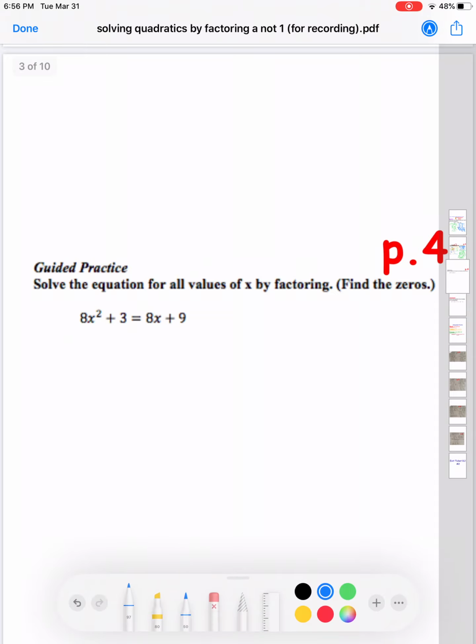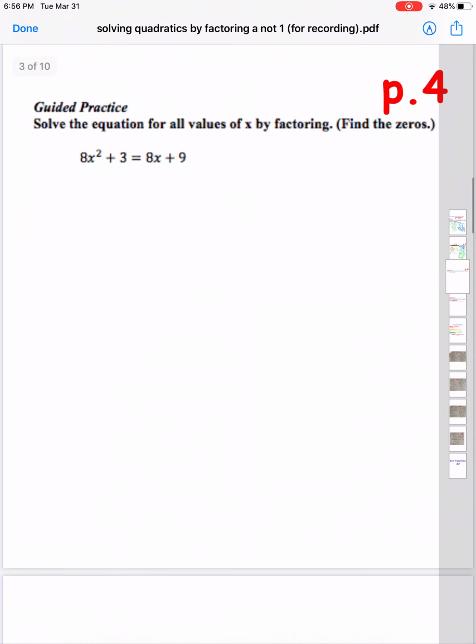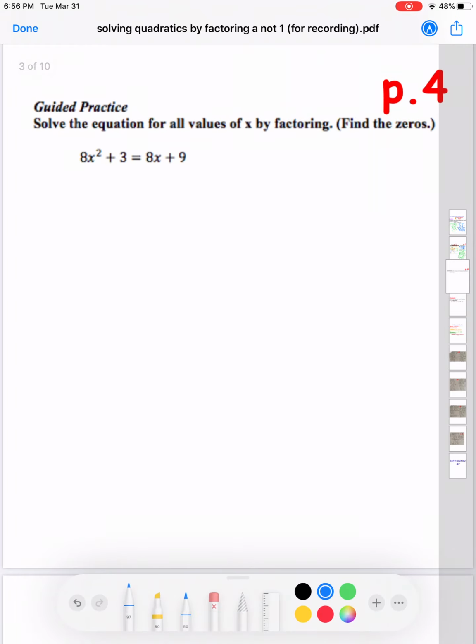Okay, so looking at our guided practice problem here, let's just scroll this up, give ourselves some room. So again, I noticed from my notes that the first step was to get this in standard form. And right now this is not in standard form. I'm going to go ahead and move that 8x over to the left side by subtracting 8x. And I'm going to go ahead and also move the 9 because that also needs to come to the left side.